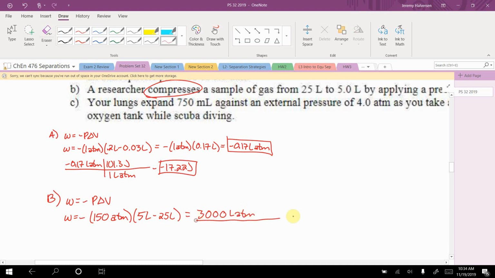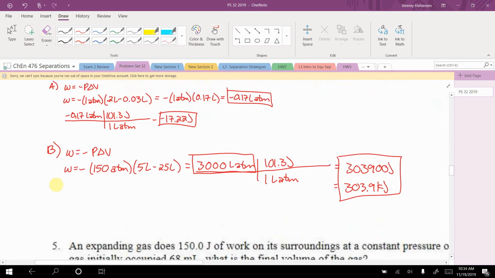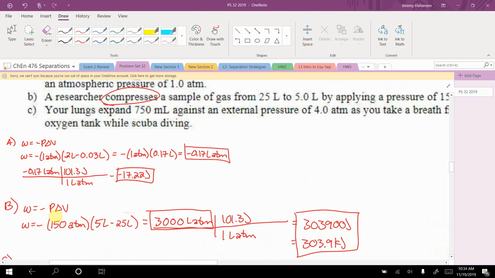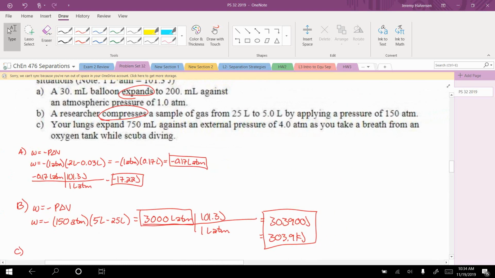So that's a fine answer. I could also say 1 liter atmosphere is 101.3 joules. That would give me an answer of 303,900 joules or 303.9 kilojoules. So either of these are correct. Let's do this last one. Your lungs expand to 750 milliliters against a pressure of 4 atmospheres as you take a breath from an oxygen tank while scuba diving.